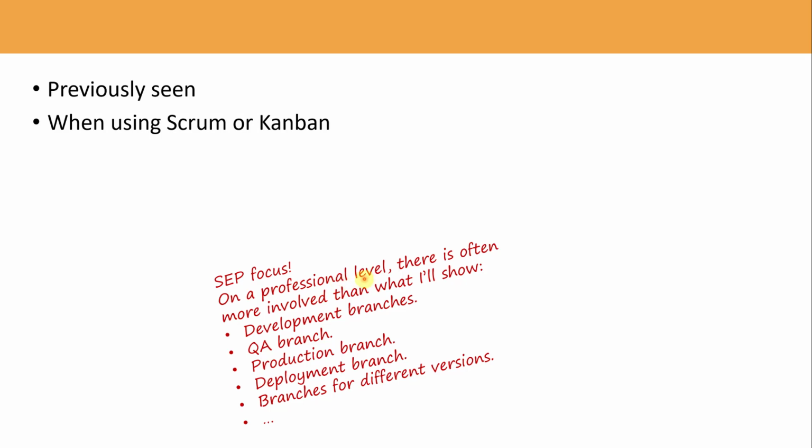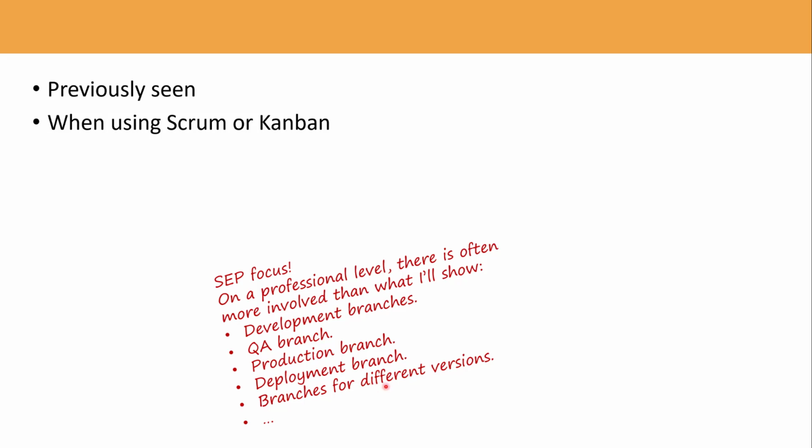So if you are working professionally, you may need more branches. Often I see there's a development branch and a quality assurance branch, and then the production branch. Maybe that's your trunk or your master. Maybe there's a deployment branch, or maybe there are branches for different versions.